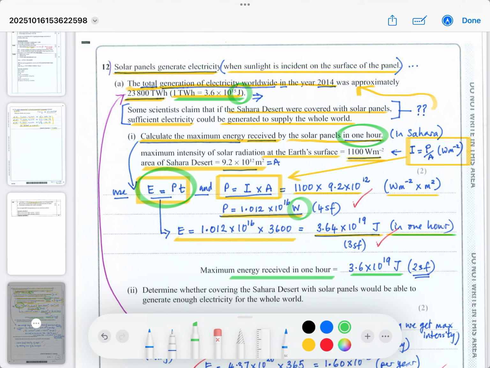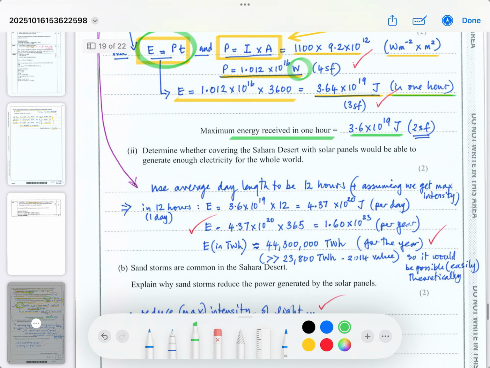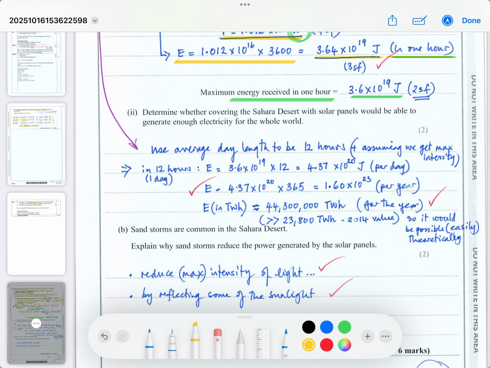Two significant figures. Remember, there are a lot of assumptions made here, so you can't really quote it too accurately. So 2 significant figures is sufficient. It then says, determine whether covering the Sahara Desert would be able to generate enough electricity for the whole world. Remember, they've given us the whole world value for 2014.